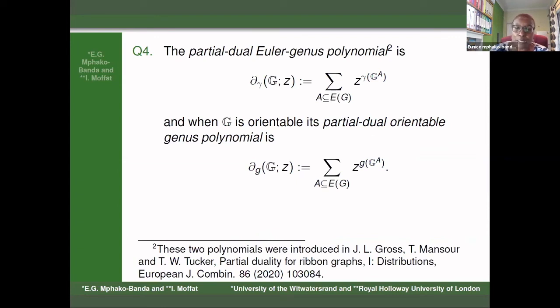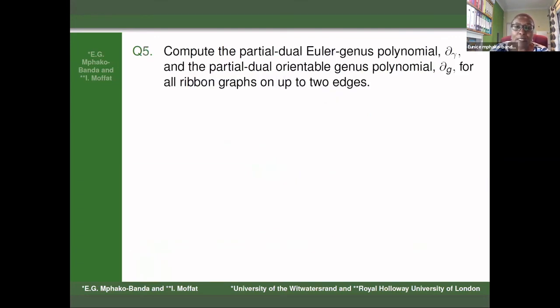So once we introduce this, now the question is, can you compute the partial dual Euler genus polynomial and the partial dual orientable genus polynomial for all ribbon graphs on up to 2 edges? The reason we are asking this question is for you to get used to the computation, because you can see we are saying up to 2 edges.